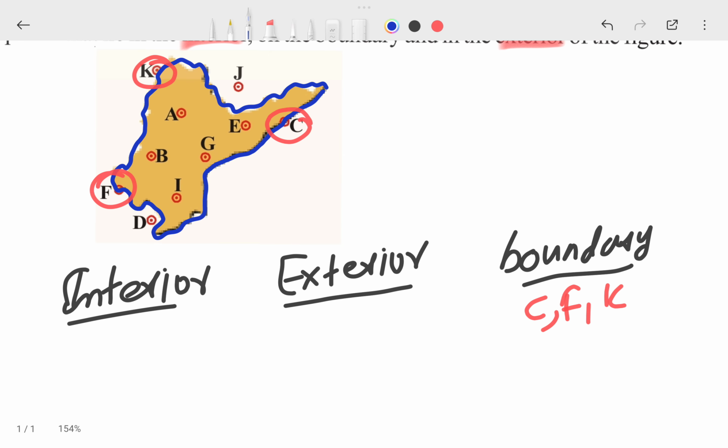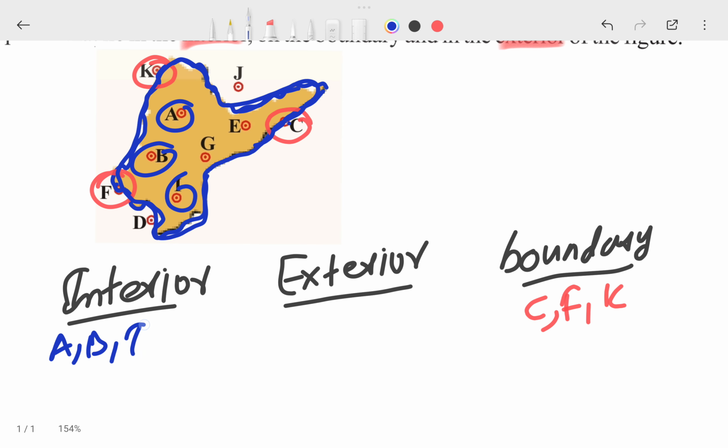Now let's look at the interior. Interior means inside of the boundary. Whatever is inside of this boundary is called the interior. Whatever things are on the boundary we have written: C is there, F is there, K is there. After that, what is inside this boundary? A is inside of the boundary, yes. Then B is inside, yes. I is there, yes. Then G is there, yes. And then E is there.